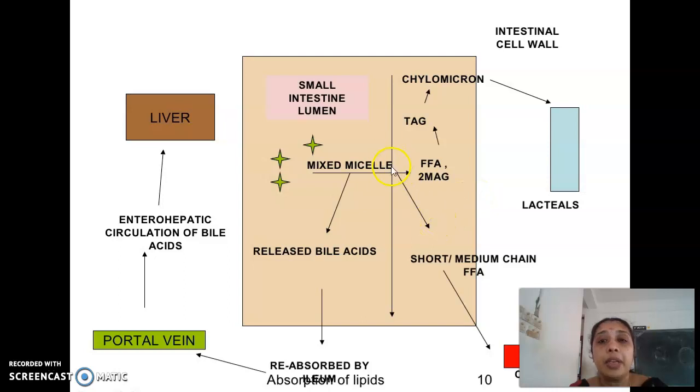Now, at the membrane, the bile salt permits entry. But once the micelle allows the entry of these lipids into the enterocyte, what happens? The bile salts are removed back. They are released back into the lumen. Then these bile acids and bile salts are reabsorbed back by the liver and taken into the hepatocytes. This we call enterohepatic circulation.